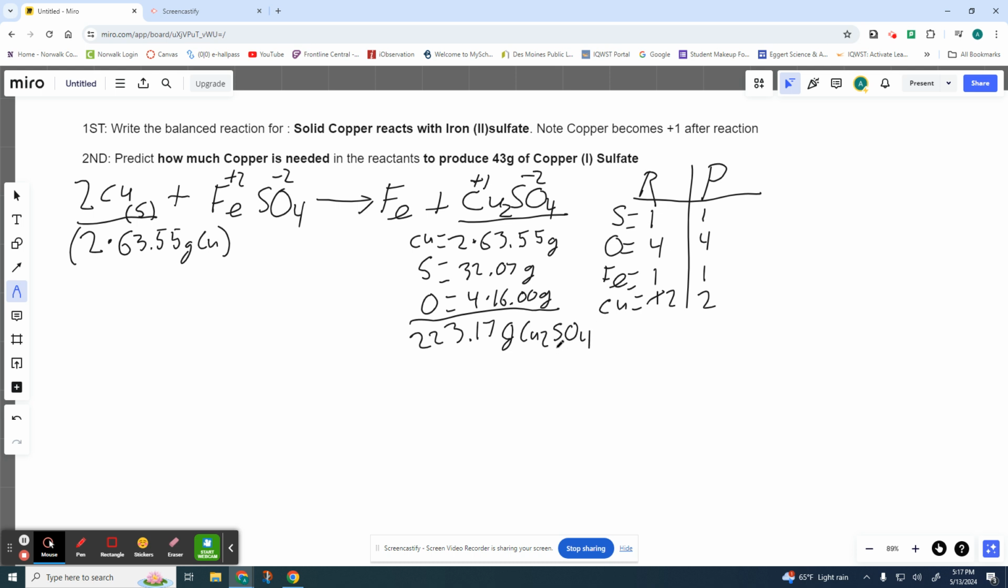Now remember, people might be asking, why do I keep calling it copper 1 when there's a 2 down here by the copper? Copper 1 is just the charge a single copper would have in this case. The 2 just says I needed 2 previously to cancel out the sulfate charge. So I'm going to have to use this guy to build a ratio. And I'm going to use the copper to build a ratio.